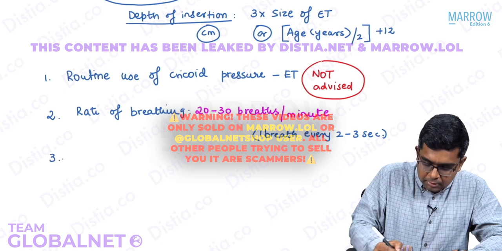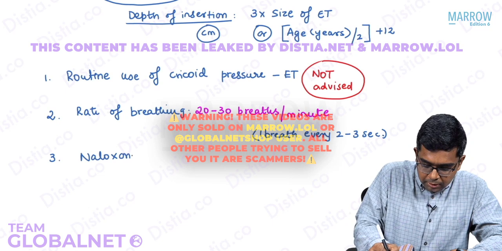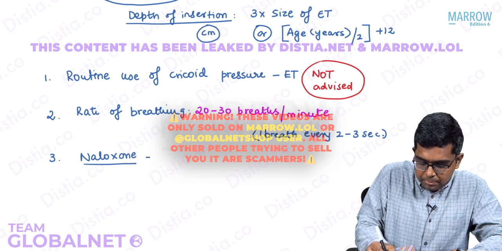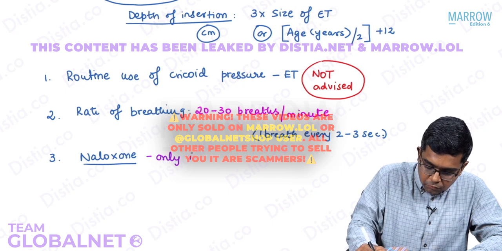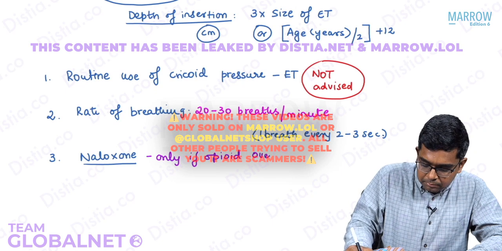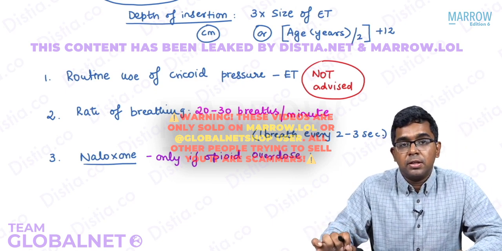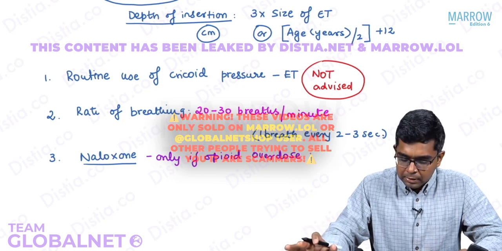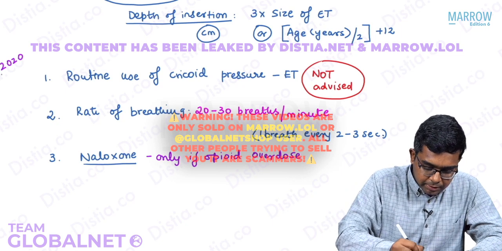And third important thing is naloxone should not be used routinely for all babies with respiratory depression. Only if there is a definite history of opioid overdose, then it can be administered. Otherwise, naloxone administration is not a routine procedure. These are important things which have been emphasized in 2020 updated guidelines.